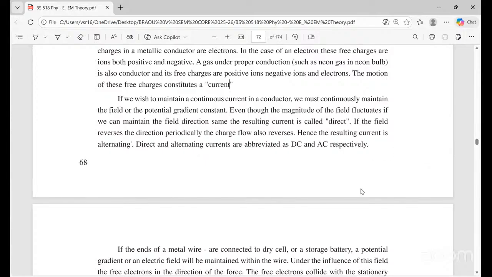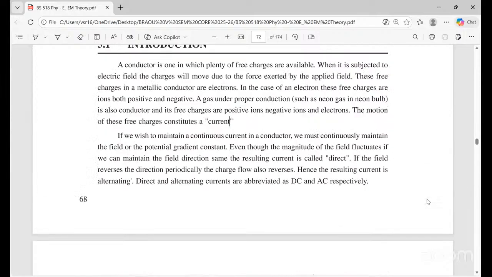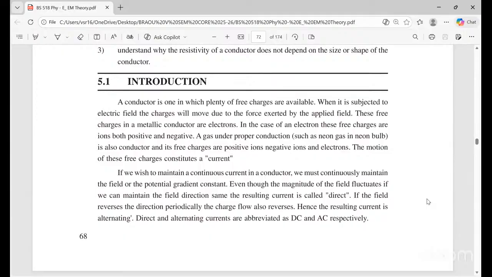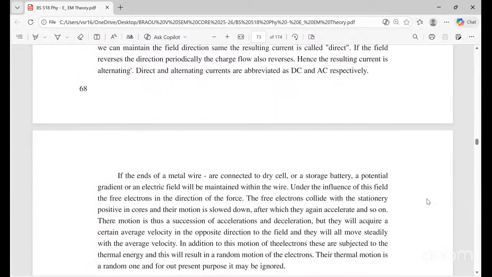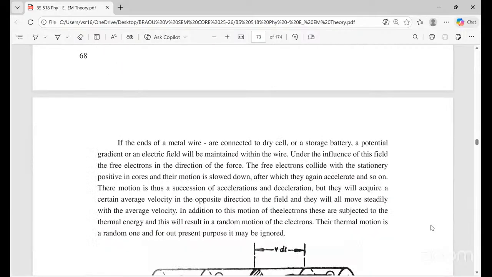Even though the magnitude of the electric field may fluctuate, if we maintain the electric field direction the same, the resulting current is called direct current. If the field is reversed periodically, the charge flow also reverses, so the current is an alternating current. So here we have direct and alternating currents, DC as well as AC.